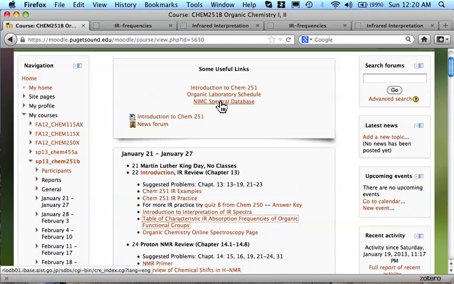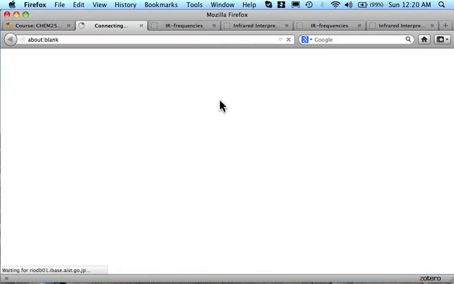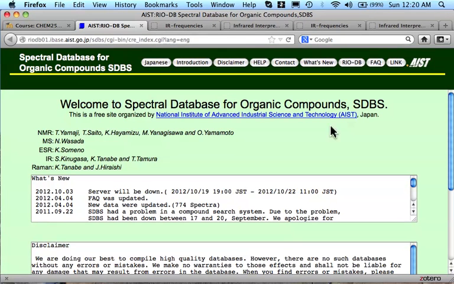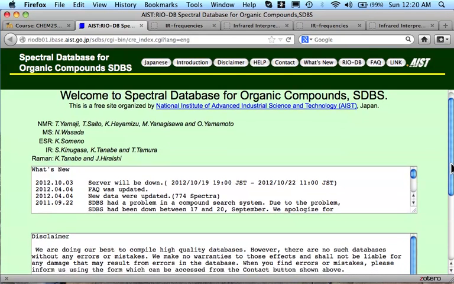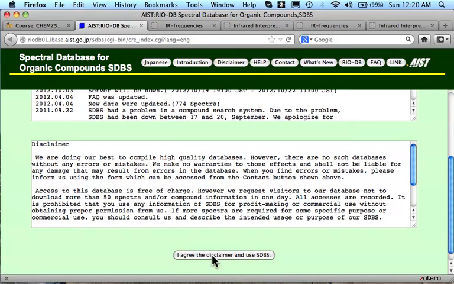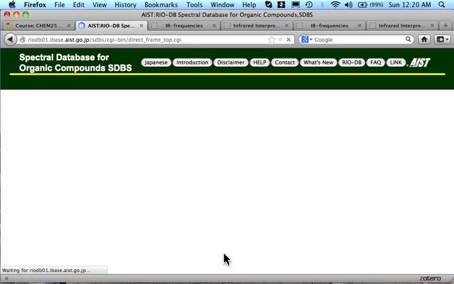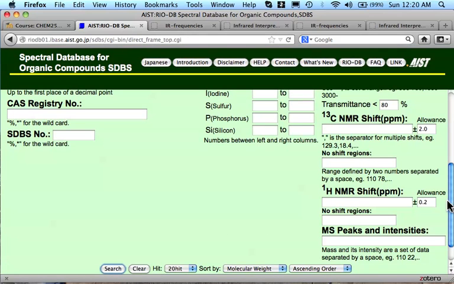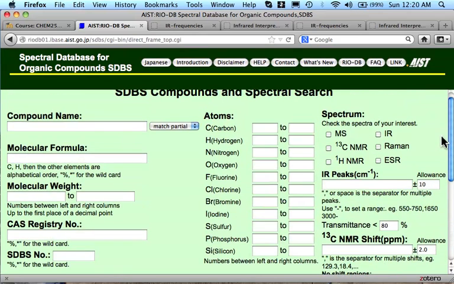Now I think many of you probably used this last semester, but let's go ahead and click on it and take a look at it. This is a Japanese database and it's free to use and it's just a great resource for us because it has thousands of compounds and lots of different spectra of them. So I'm going to agree to the disclaimer. It's also nice of them to provide an English language page.